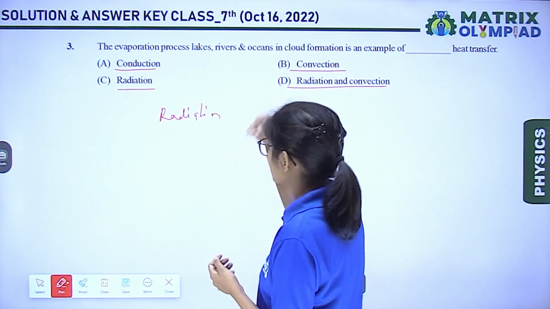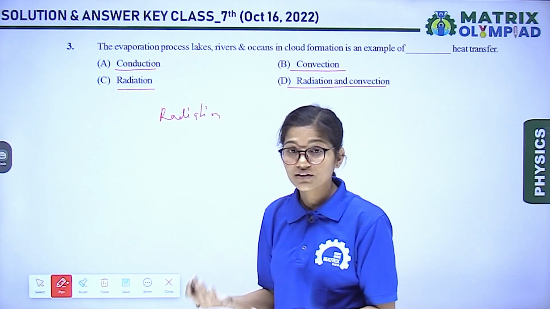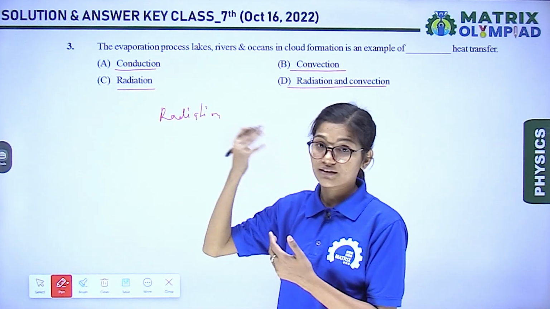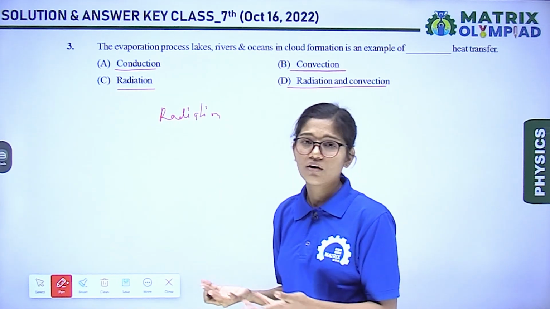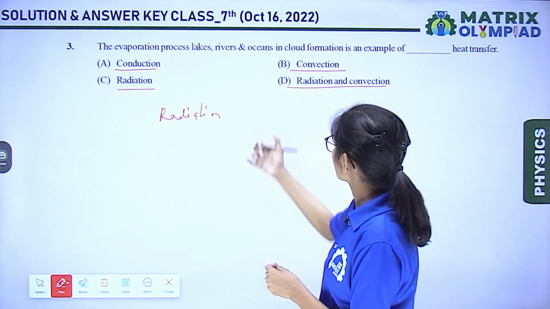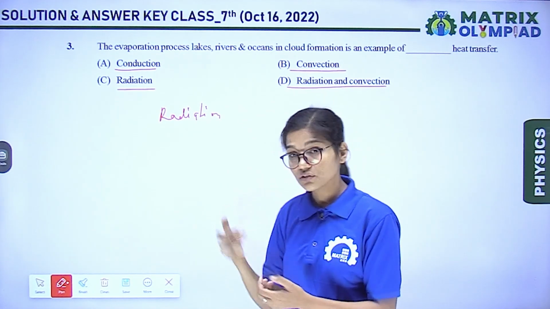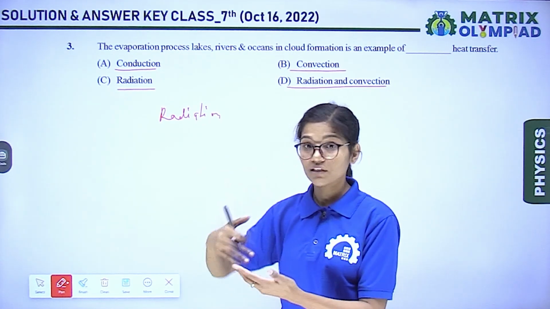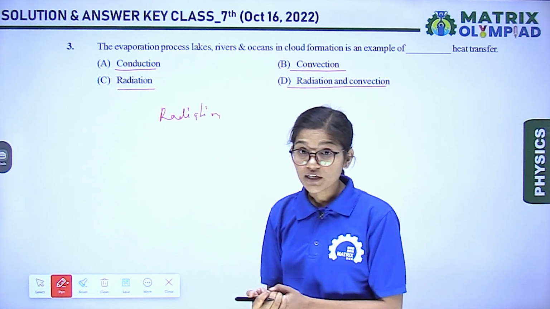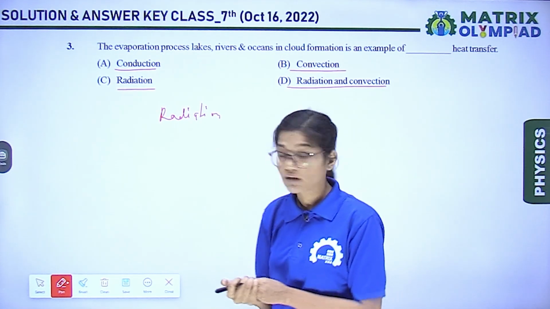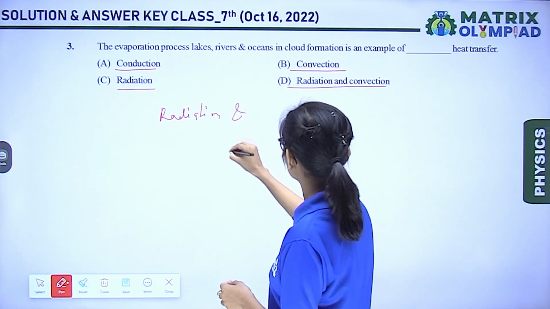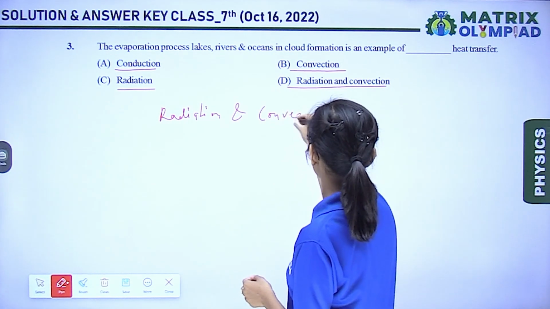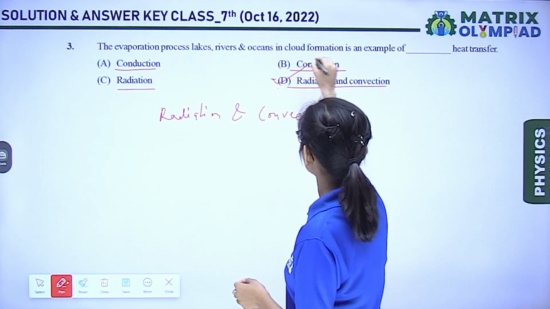If the water and the air get heated up, they become lightweight and rise upward, and this is how a cloud is formed. So in this process, convection is also used, because the water vapor gets heated up, and then due to temperature difference it goes upward, and cloud formation starts. So for this question, our answer will be radiation and convection. So option number D will be correct.